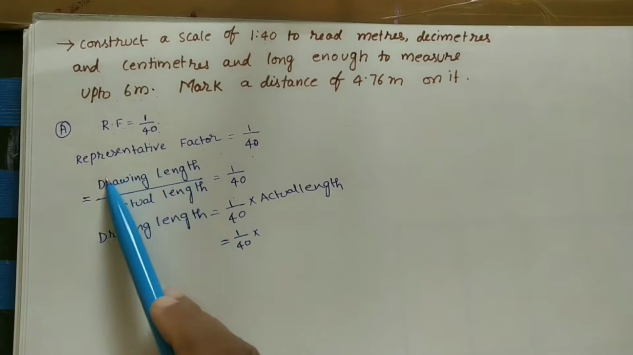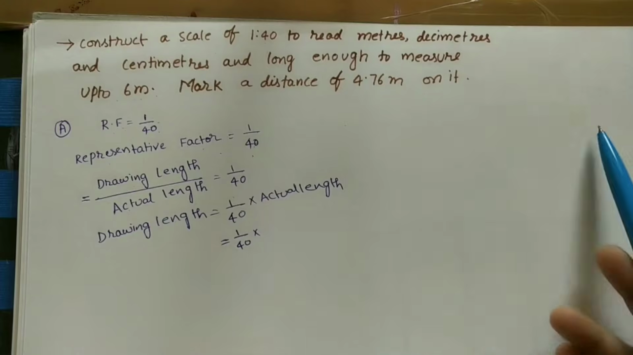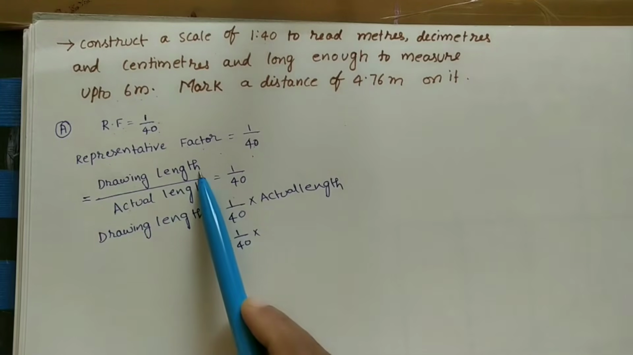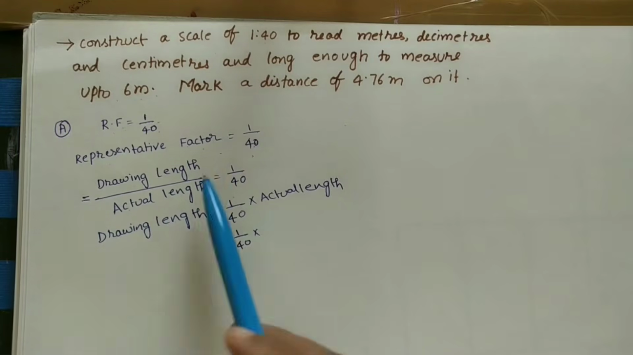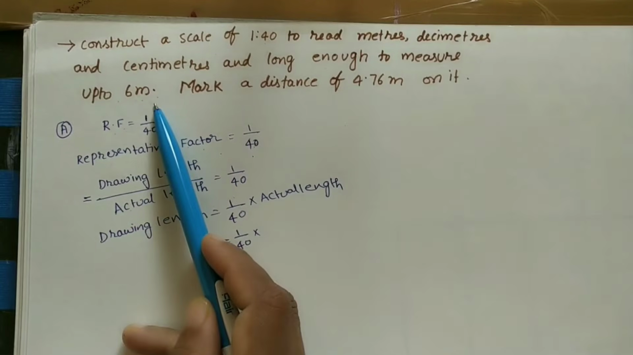Drawing length means in the small space we are able to draw the line. It may be in centimeters or millimeters. So it is a drawing length. Actual length means the limit of the scale. So here what is the limit of the scale? This scale can measure up to 6 meters.